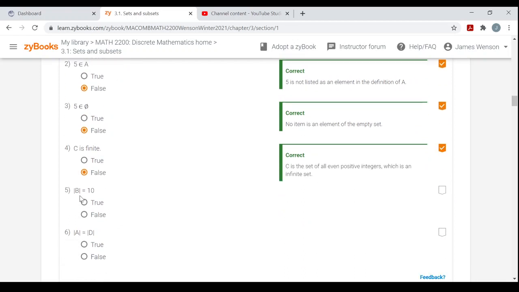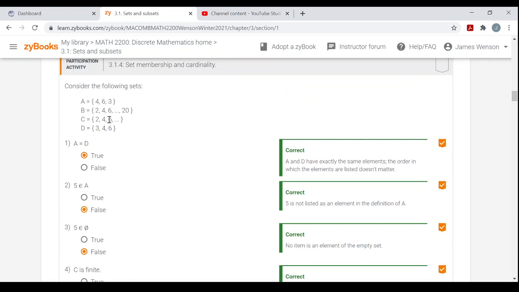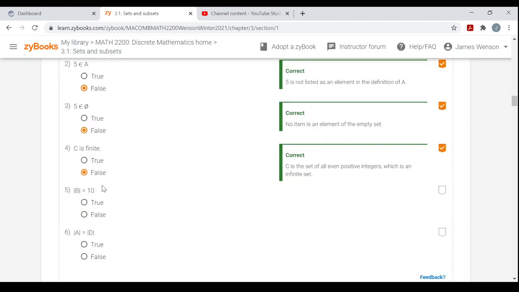The cardinality of B is 10, meaning there are 10 elements in set B. Let's count them. 2, 4, 6, that's 3. Then 8, 10, 12, 14, 16, 18, and 20. If you counted all those, that is 10 elements. Or you can think about it, this is 2 times 1 all the way up to 2 times 10. That's 10 multiples of 2. There are 10 elements in B. The cardinality of set B is 10. That is true.